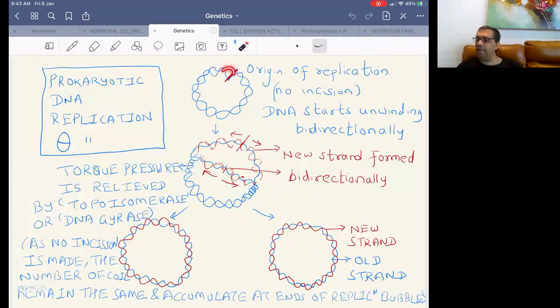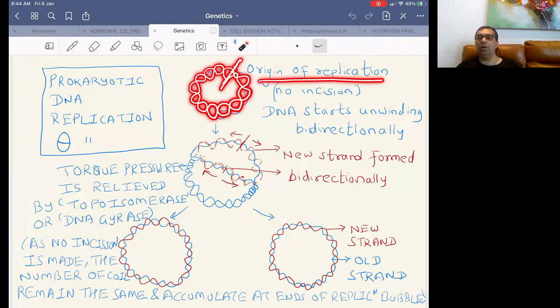What do you mean by this? Let's see how bacterial DNA replicates. This is the bacterial DNA made up of two DNA strands, two DNA strands spirally twisted around each other. Circular DNA. There is only one origin of replication. Unlike human DNA, where we had multiple origins of replication, bacterial DNA has only one origin of replication.